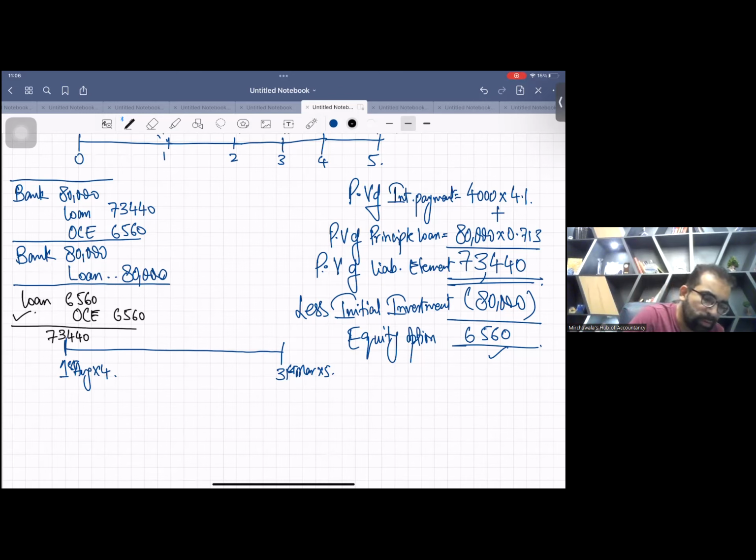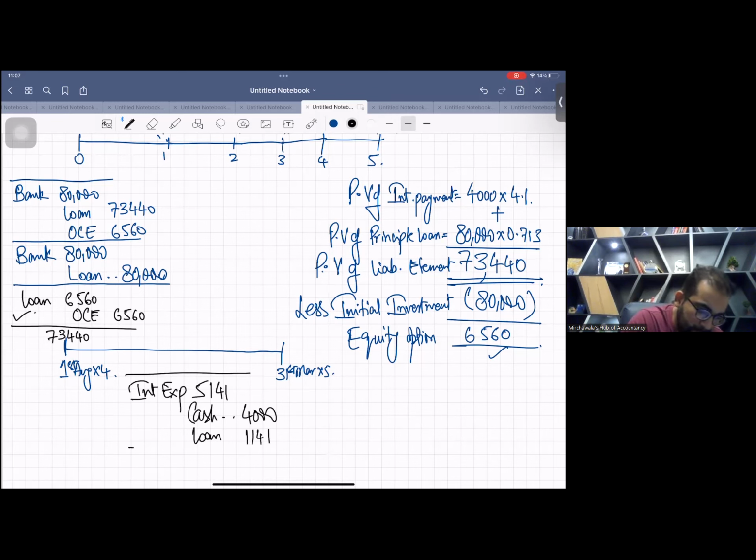So 73440 times 7%. The entry will be interest expense debit 73440 times 7%. Come on, do it. It's 5141. Interest expense debit 5141. Physical interest was 4000. And the difference of 1141 will be added in loan.